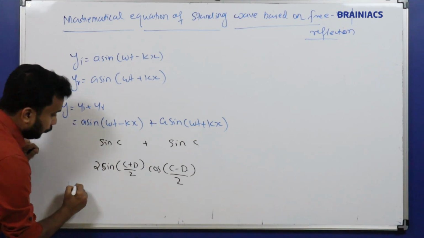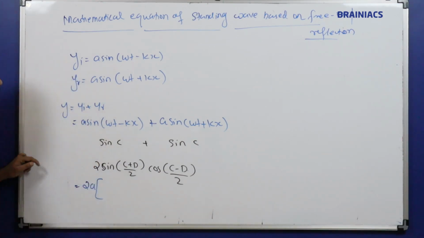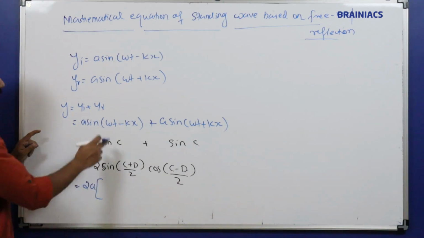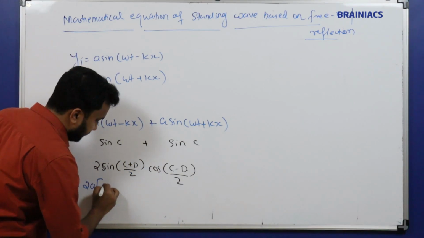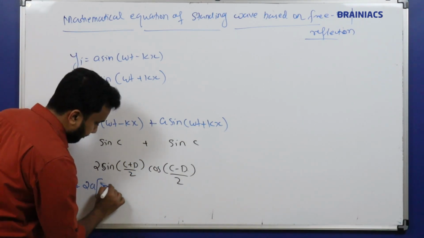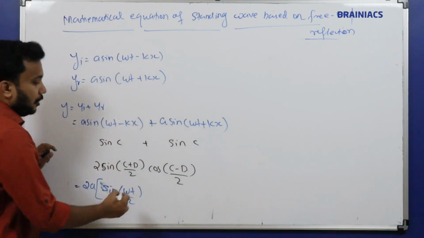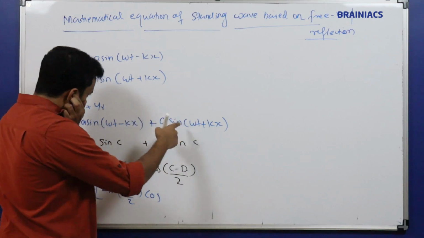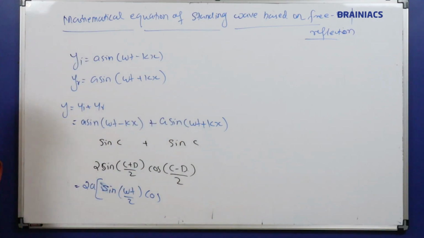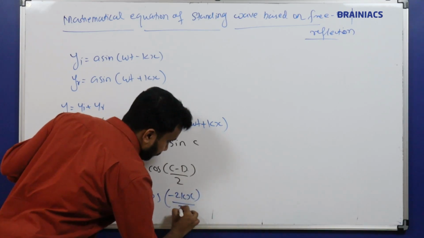Okay, so from this we can take 2 and a outside. So 2a outside. Sin of c plus d by 2, we have to add these two. When we add both, it will come as 2 omega t by 2. So sin of omega t into cos of c minus d by 2, that is omega t minus kx minus omega t minus kx. So how much will come? Minus 2kx divided by 2.